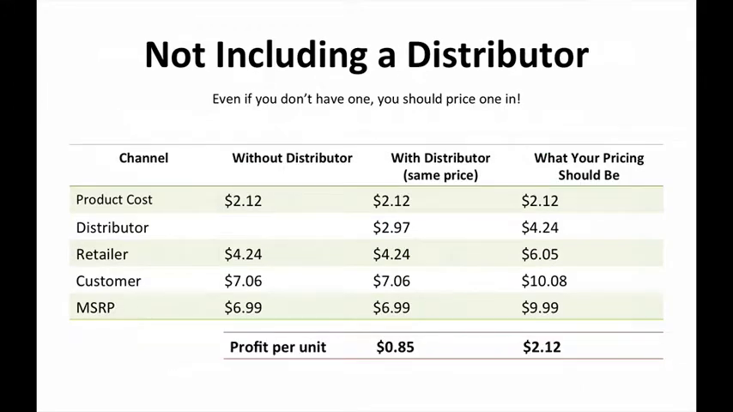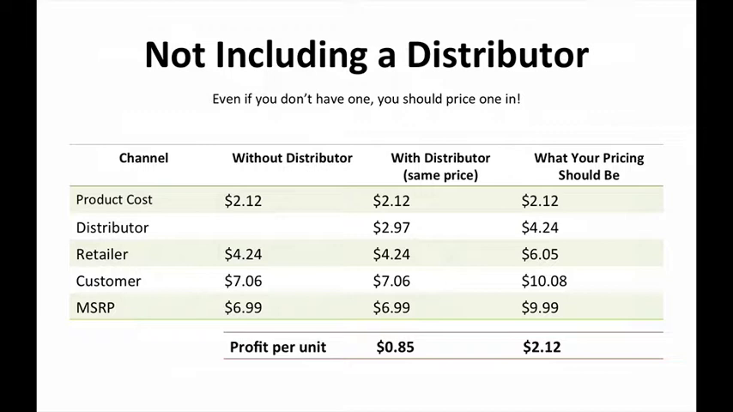Mistake number 2 is not including a distributor. You might not have one, you might never have one. But if you do have one, you should price the distributor into your margin so that when you get one, your margins don't shrink, your price doesn't increase on the shelf. So let's go ahead and take a look at this example here.